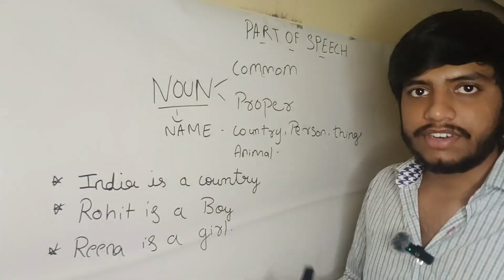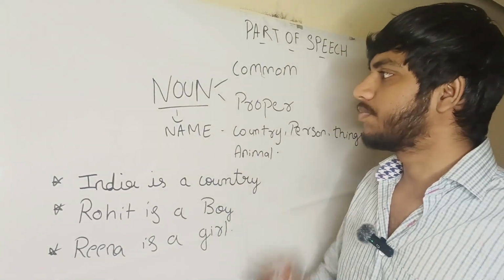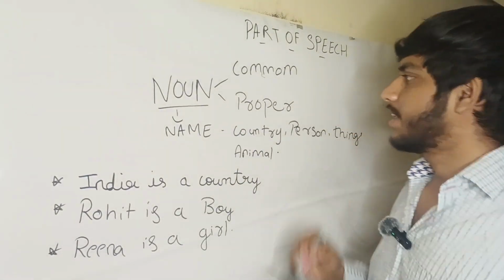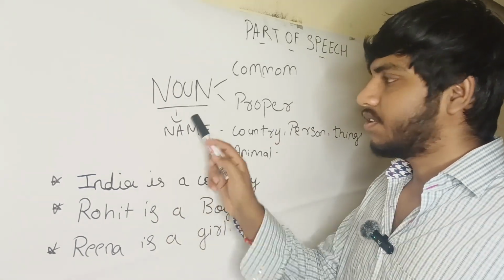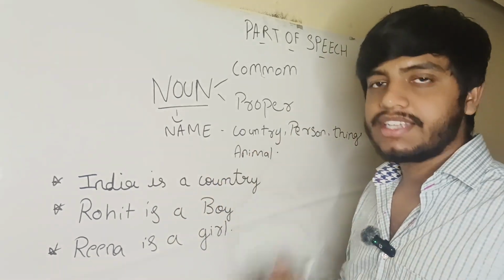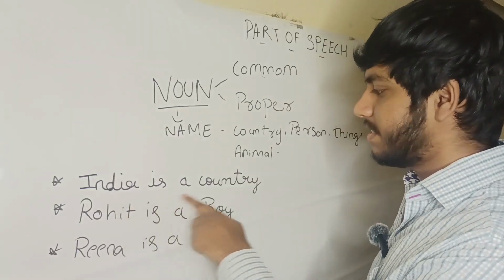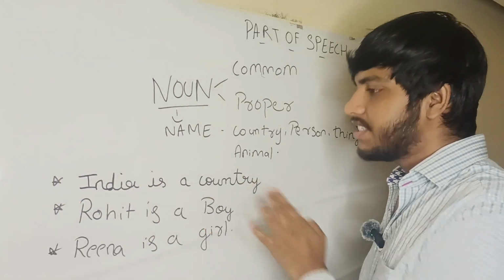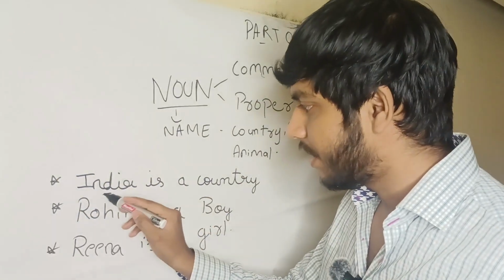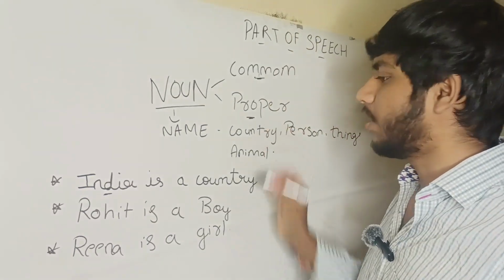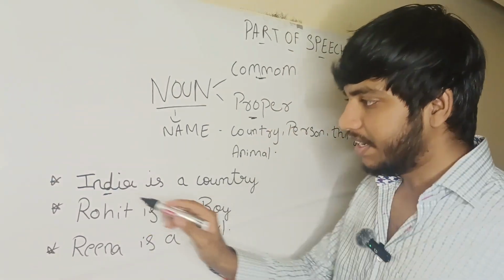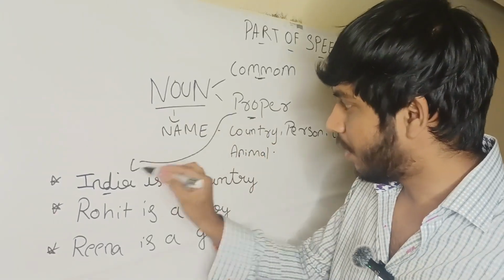Let us understand the first part, which is noun. What is noun? Noun is nothing but, in any sentence, a name, which is called a noun. For example, India is a country. In this sentence, which is noun? India is a noun. Even in noun, there are two types: common noun and proper noun. India is a proper noun.